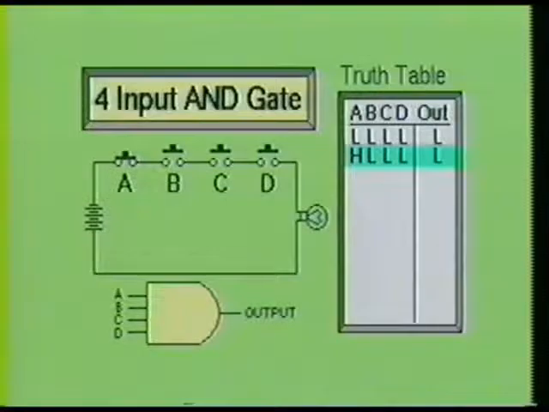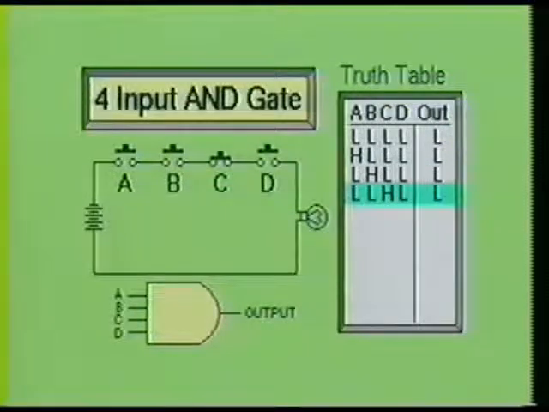This will be illustrated on the truth table as being a high on A and a low at switches B, C, and D, which produces a low at the output. Next, we release switch A and energize switch B. Again, the lamp did not turn on. This is shown on the truth table as a low on A, a high on B, and lows on C and D, which produces a low.